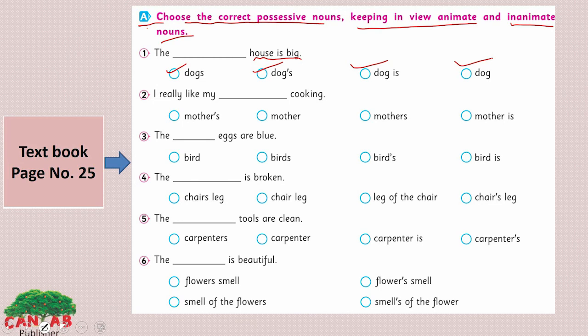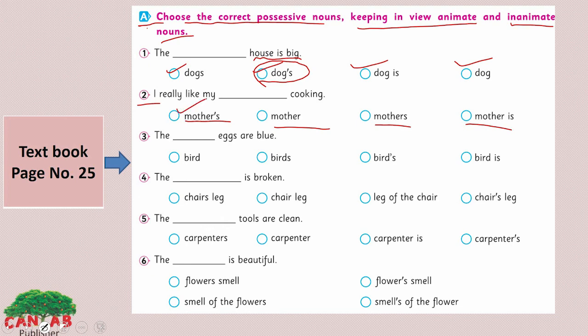Here the dog is a living being, an animate noun, and you have to show the possession. So the dog is one here. Yes, this is the right one. The dog plus apostrophe and s at the end. Look at the second one. I really like my mother's cooking. Here the mother is an animate noun, the living being, and you have to show the possession. Yes, mother is one here, a singular person. So this one will be the right answer.